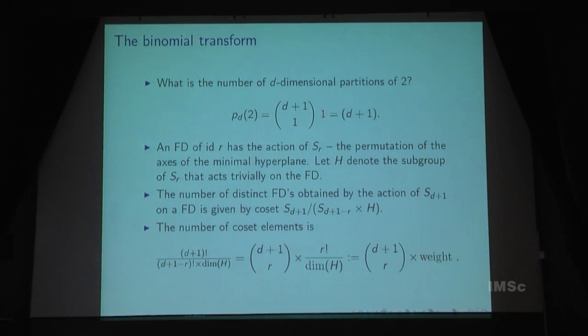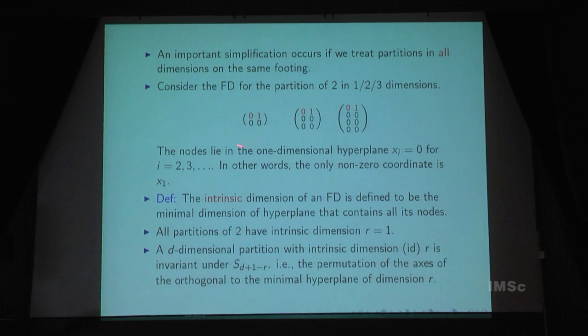So the idea here is to consider a partition of 2 in 1, 2, 3 n dimensions. So you see here the 0, 1, this is a normal partition. I can convert it into a 2-dimensional partition by adding zeros. This is boring, you're not doing anything, you're only adding zeros. So what is happening here is that all these nodes actually lie in a 1-dimensional hyperplane.